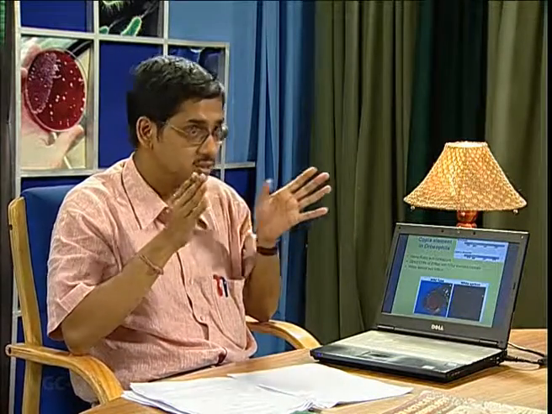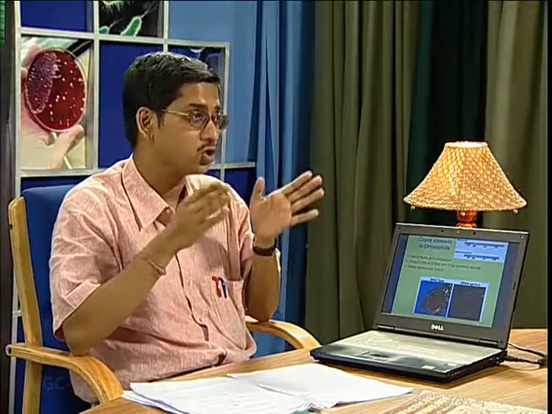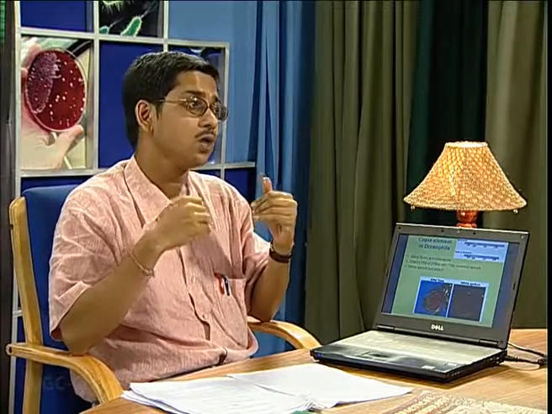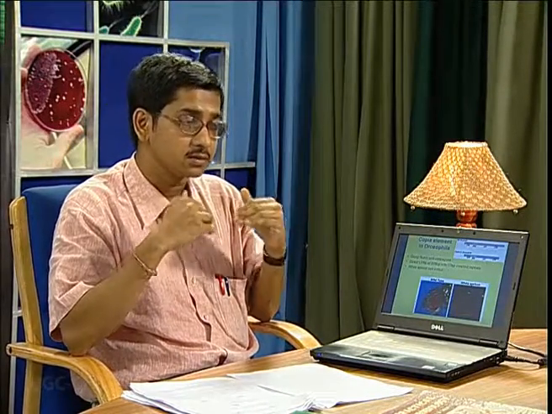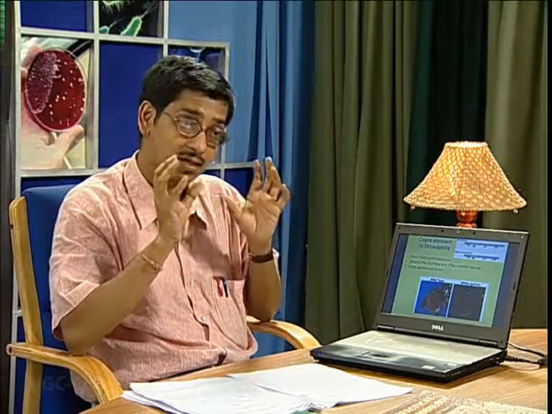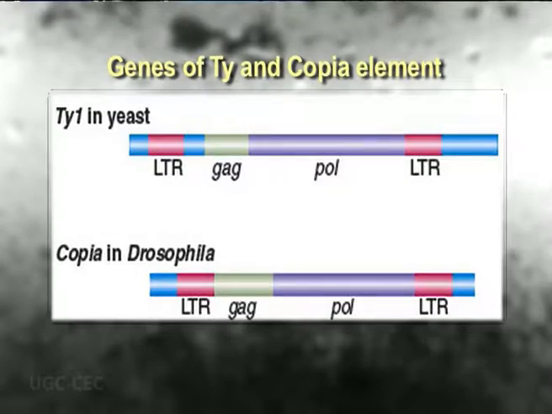If you ask me, are they totally similar to the TY element? My answer is, at the gene level or at the DNA level, they are not. PCR assays did not show that they are 100% similar. However, when they did the analysis of the amino acids which are coded by this region, they found that there are certain residues of the amino acids which are conserved both for the copia elements, which is the retrotransposon present in Drosophila, and the TY elements in yeast.